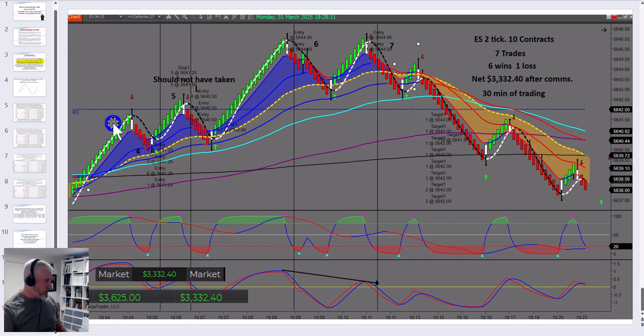Okay, I then, where are we here? Oh yes, then I took this one just here. I went long up to the pivot and covered, and this was a silly trade. With this one I only picked up a couple of ticks.